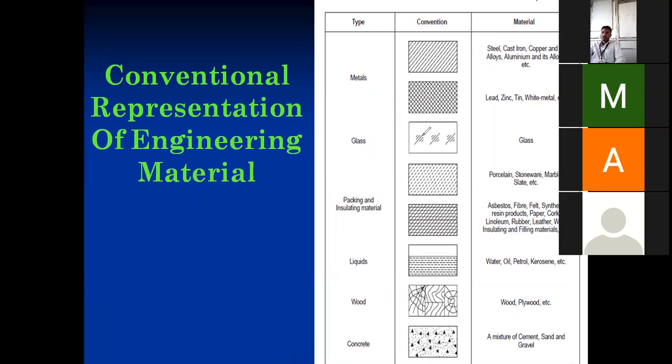So if you see these two symbols, hard metal in metals and packaging and insulating material, are you observing the same symbol or is there any difference? Many people get confused, so I am telling you in advance. Are the two symbols the same or different? Zoom in on your mobile and see. Different. What is the difference between the metal symbol for lead, zinc, tin, and the symbol for packaging and insulating material, asbestos, fiber, felt?